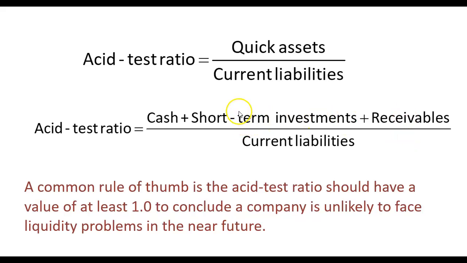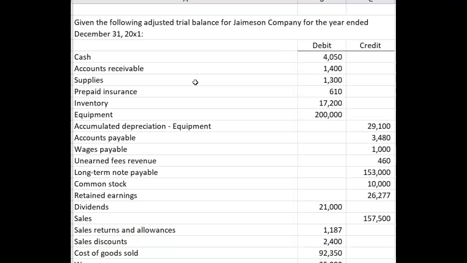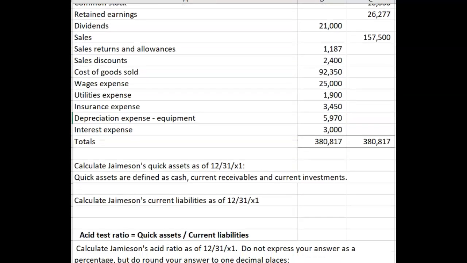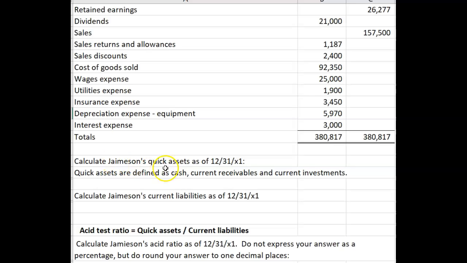Let's go ahead and work a problem to calculate the acid test ratio. We will be calculating Jamison Company's acid test ratio as of December 31st, X1, given this adjusted trial balance for Jamison. The first thing we need to do is to calculate Jamison's quick assets at December 31st, X1. And remember, quick assets are defined as cash plus current receivables plus current investments.